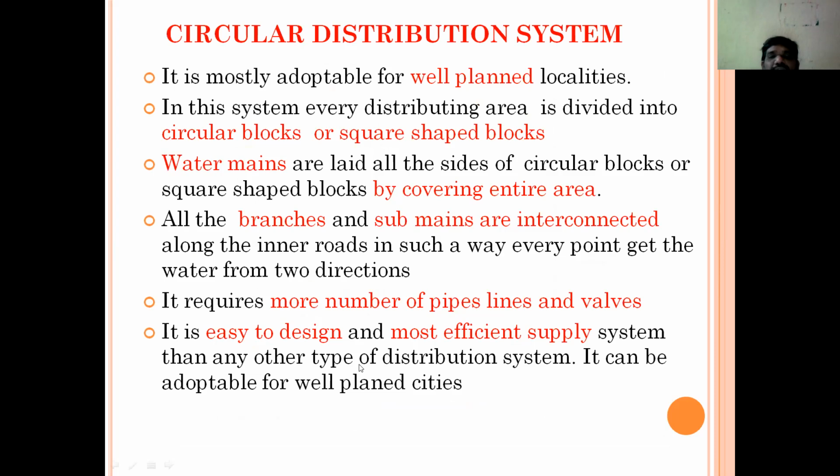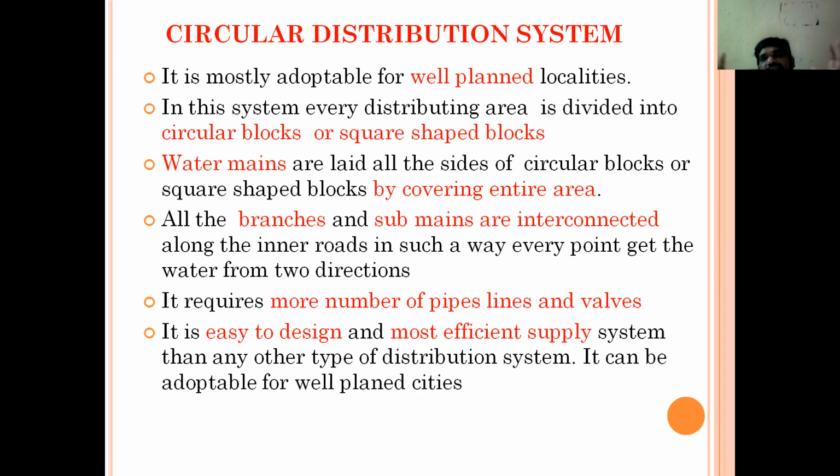It requires more pipelines and valves. It is easy to design and is the most efficient supply system compared to any other type of distribution system. It can be adaptable for well-planned cities. One more time, this is adaptable for well-planned cities, and in this system every distribution area is divided into circular blocks.